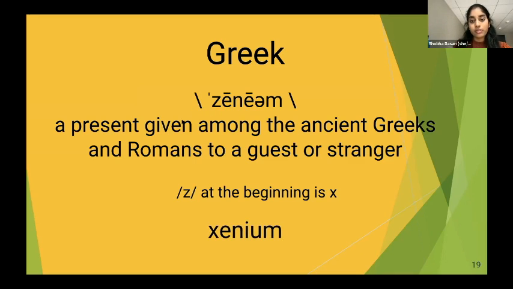And if you know Greek and Latin roots as well, XEN means stranger in Greek. Because this is given to a guest or a stranger, that's also how you can differentiate between the X and the Z as well.